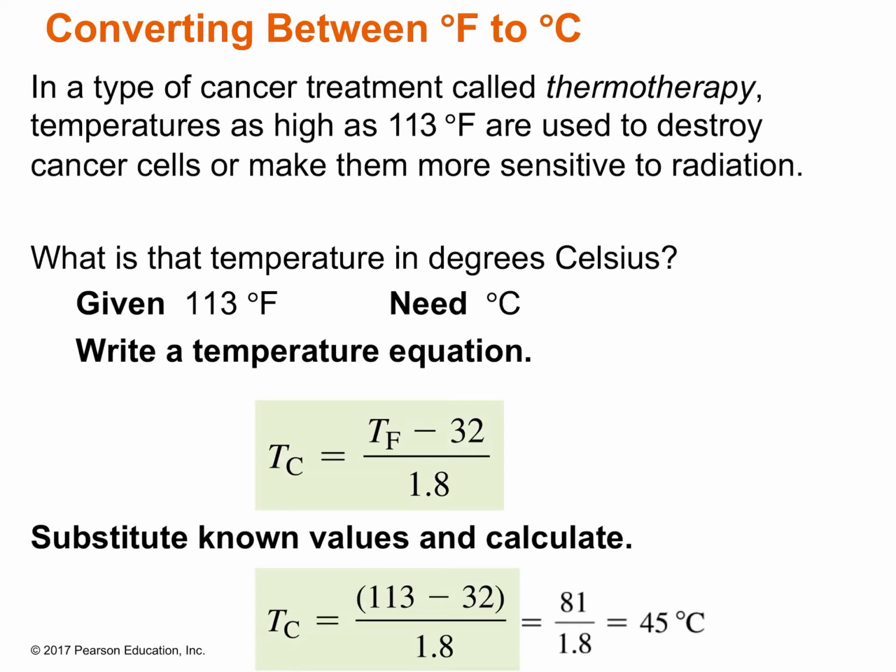So here's another one. We're now converting Fahrenheit into Celsius. The problem is, in a type of cancer treatment called thermotherapy, temperatures as high as 113 Fahrenheit are used to destroy cancer cells or make them more sensitive to radiation. And what is that temperature in Celsius? So now we have Fahrenheit and we're solving for Celsius.